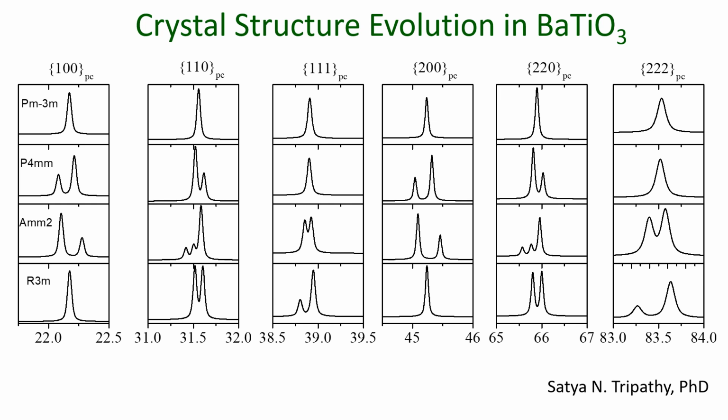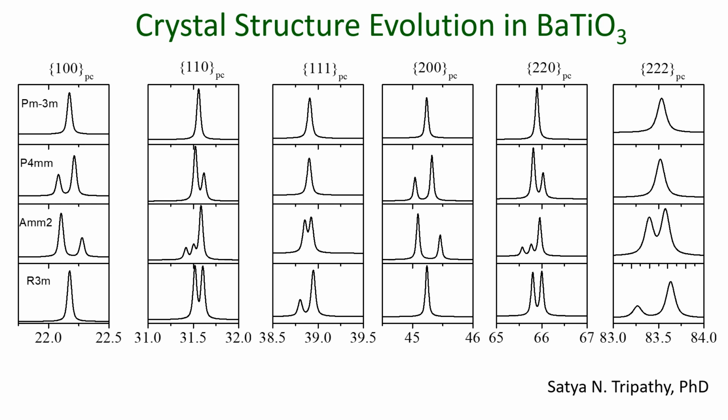reversed if the temperature goes below 0 degrees Celsius, where we see P4MM going to AMM2. When the temperature is below 0 degrees, this AMM2 comes, meaning the doublet will again go back to a singlet. The most important thing is that in P4MM, the 100 reflection is a singlet, and 200 is a doublet. This is a characteristic.